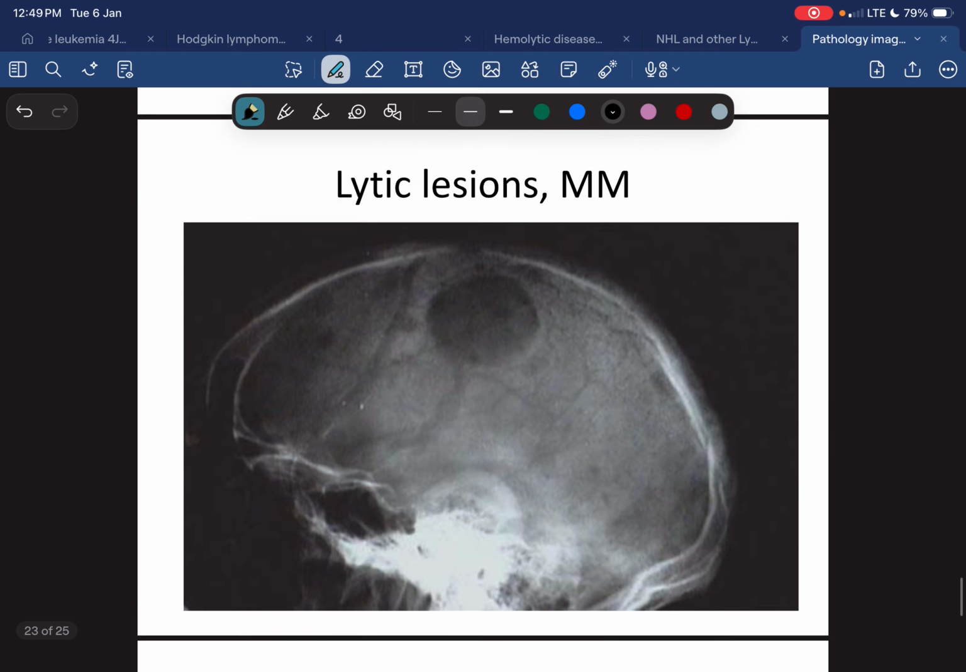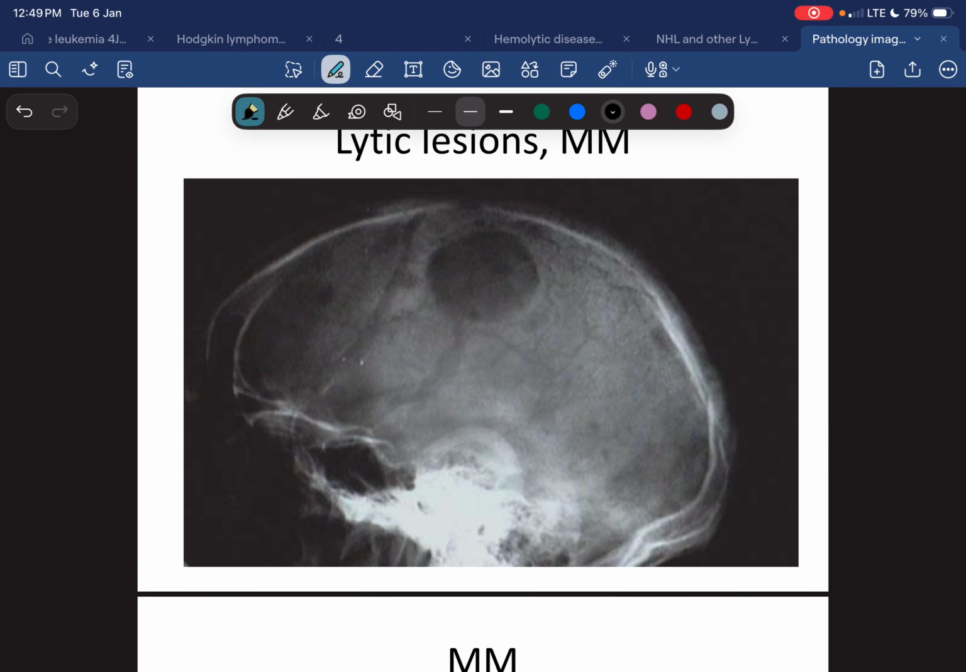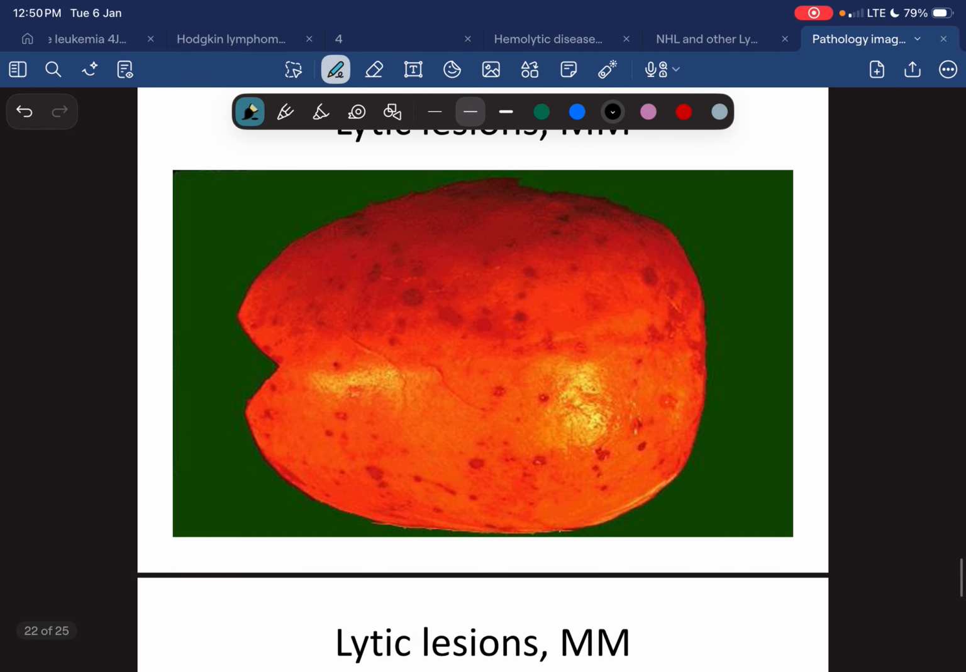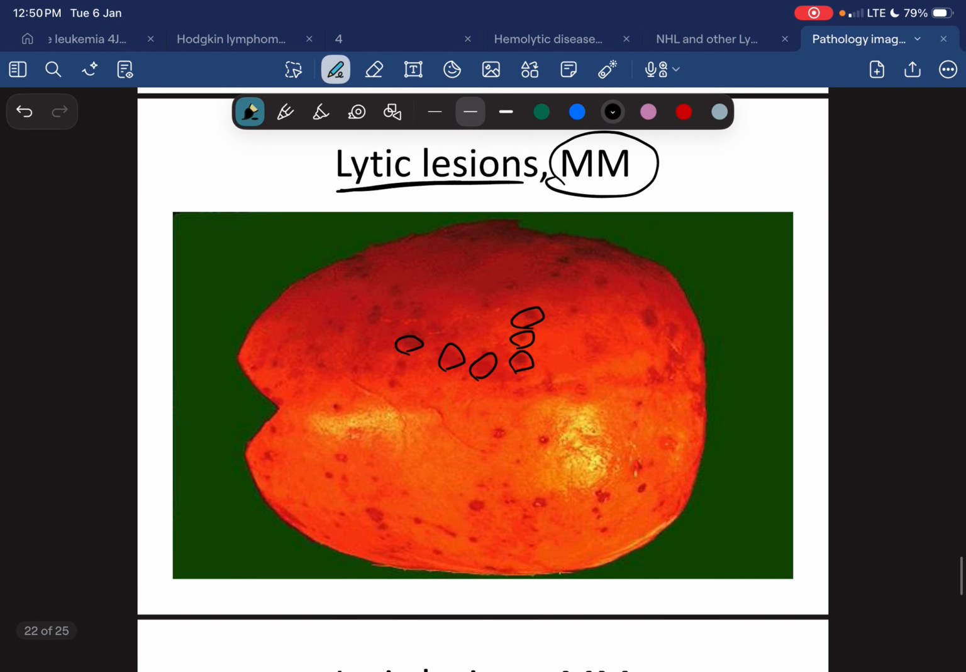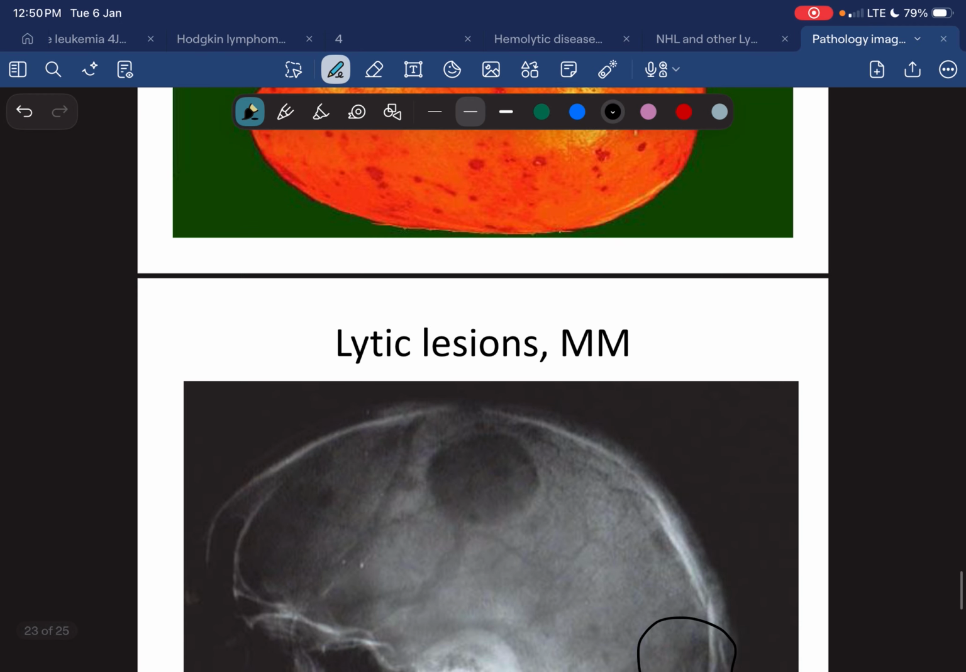This is a skull showing multiple punched out lytic lesions. Punched out يعني with defined lesions, okay? This is characteristic, and the patient is elderly, so this is characteristic of what? Of multiple myeloma, which is a neoplasm of plasma cells.